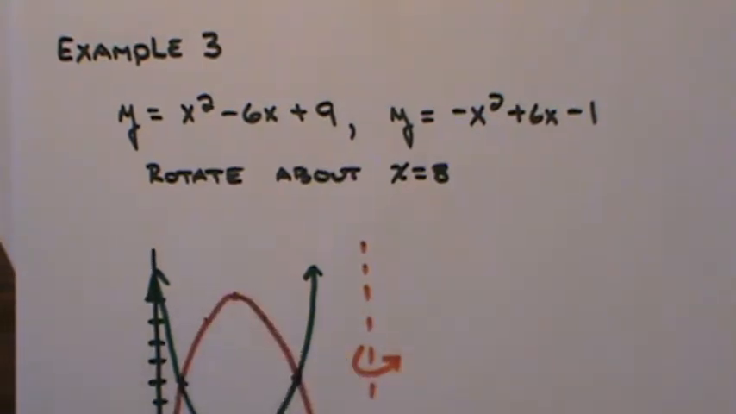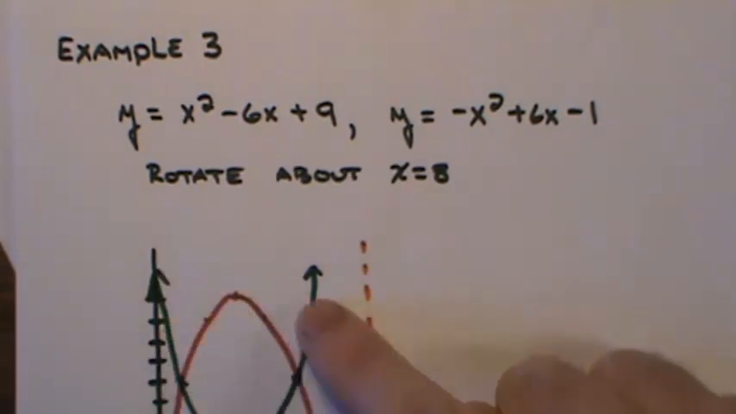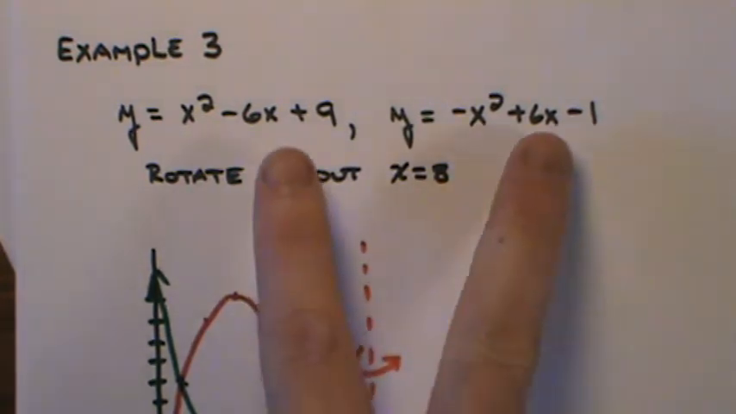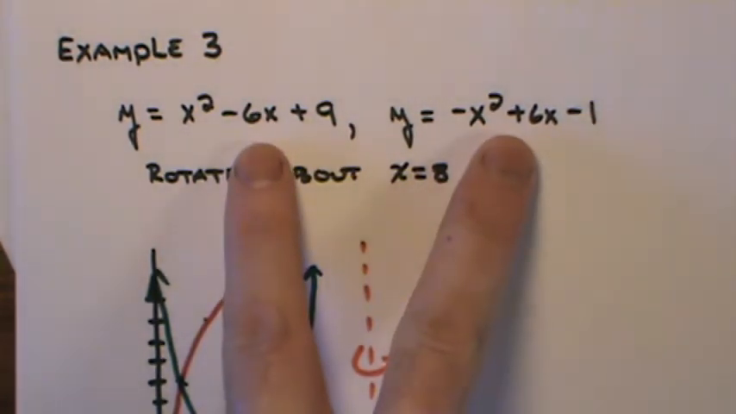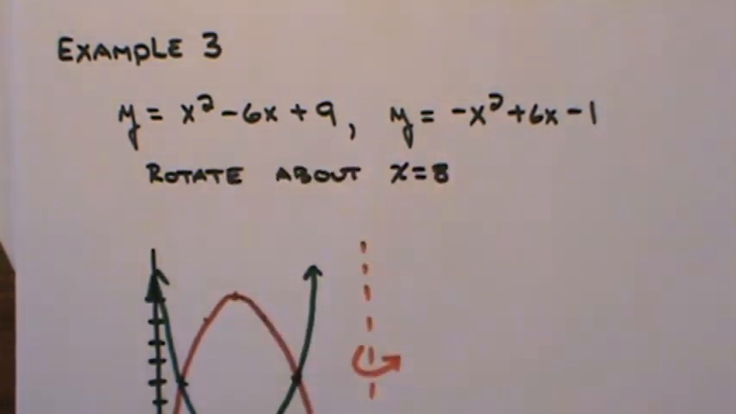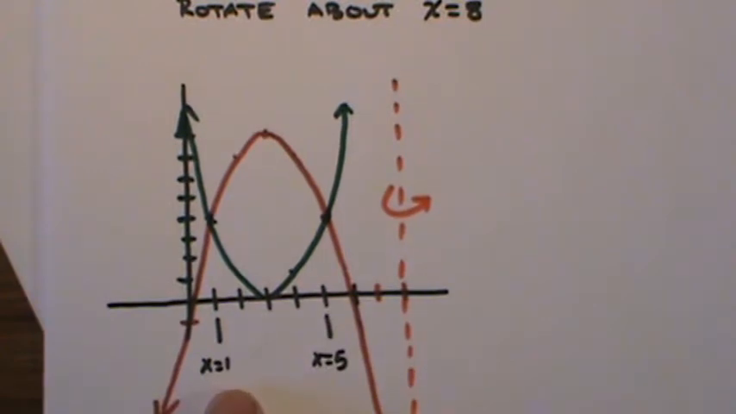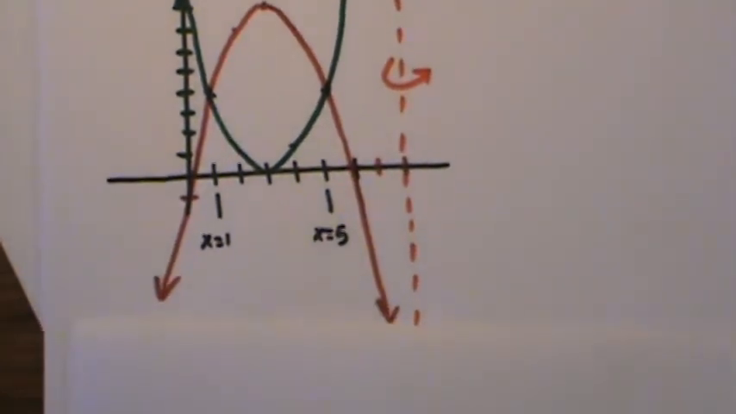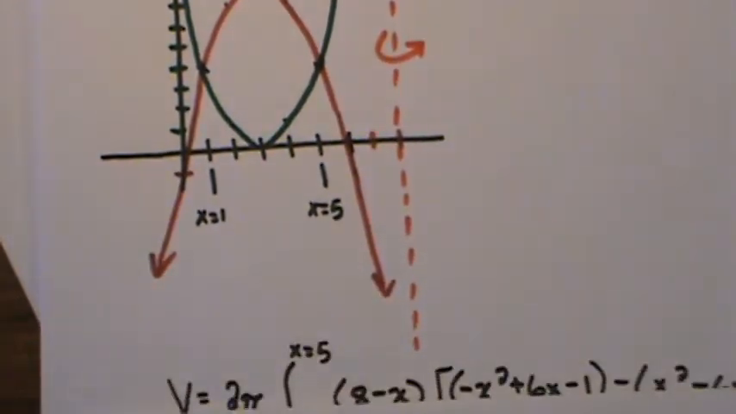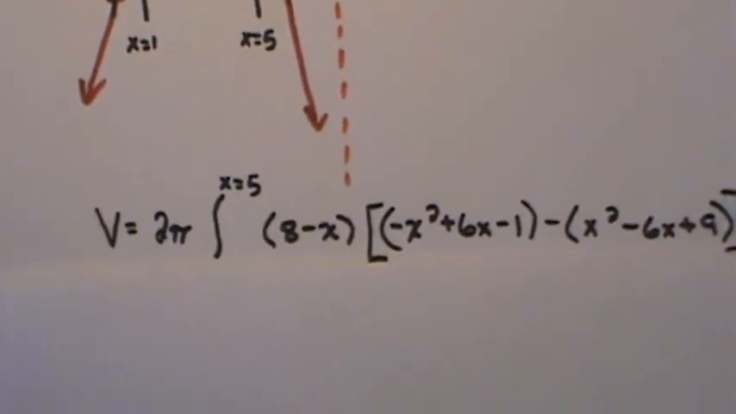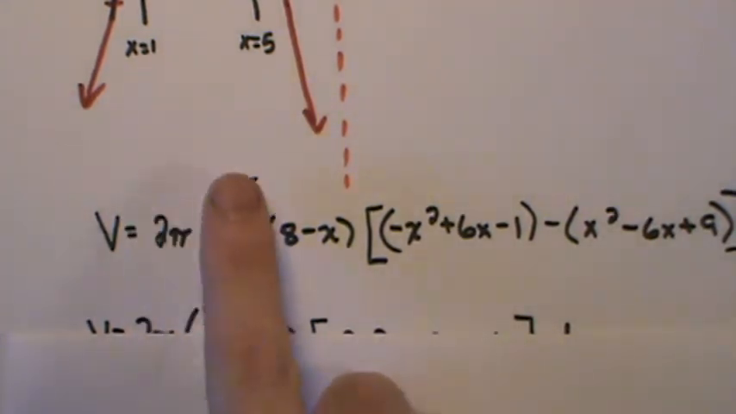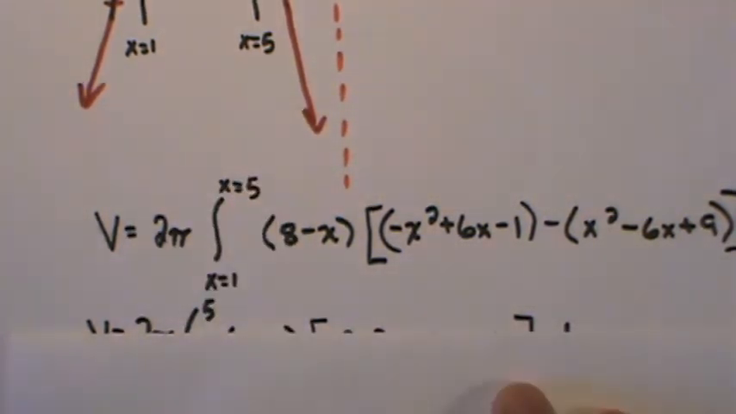I've got this parabola opening downward, this parabola opening upward, and I found these points of intersection. A simple way of doing that is simply set the two equations equal to one another and solve. And I found that x equals 1 and x equals 5 would be the two places where the parabolas intersect. So using the shell method, I start off with the volume equaling 2 pi, the integral from x equals 1 to x equals 5. Those are the 2 points of intersection.